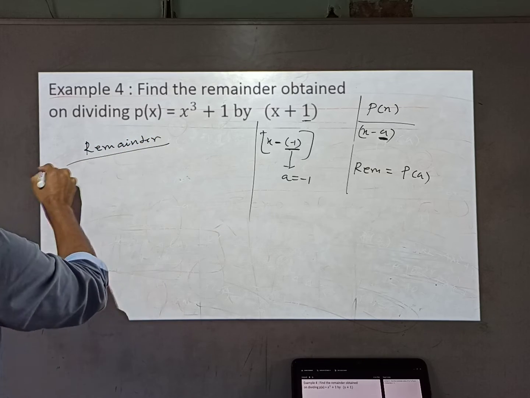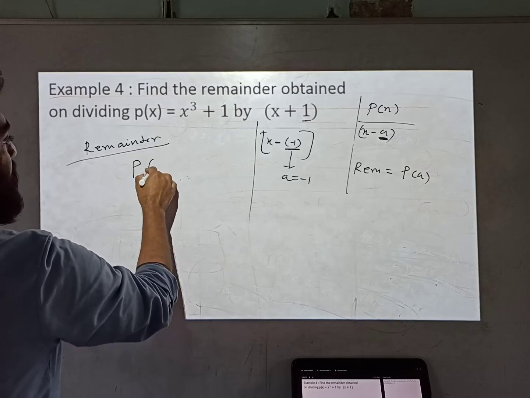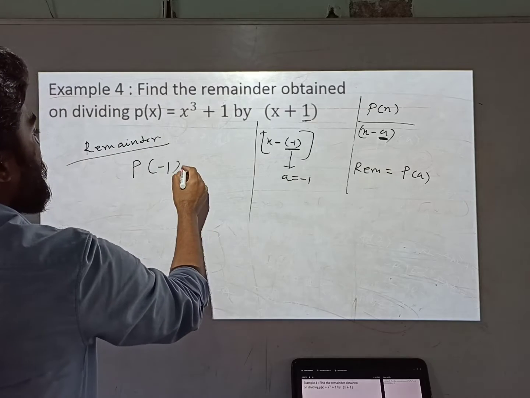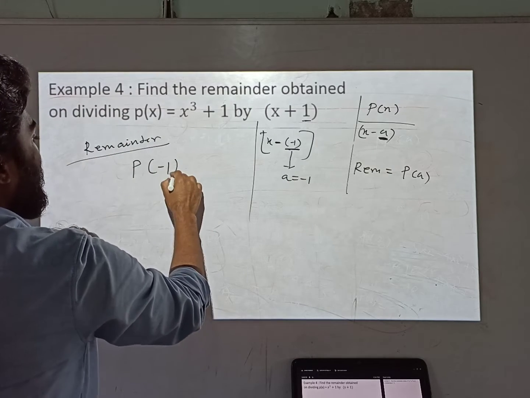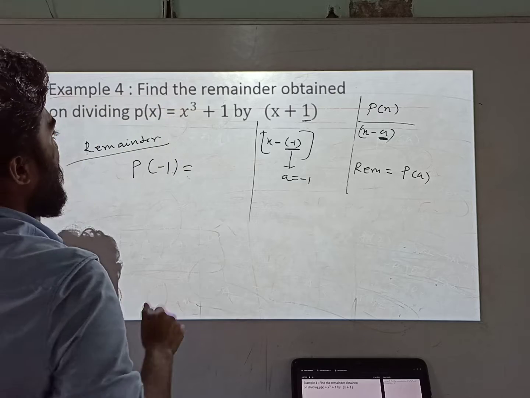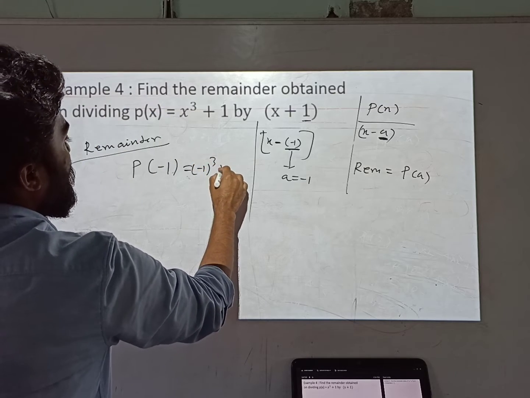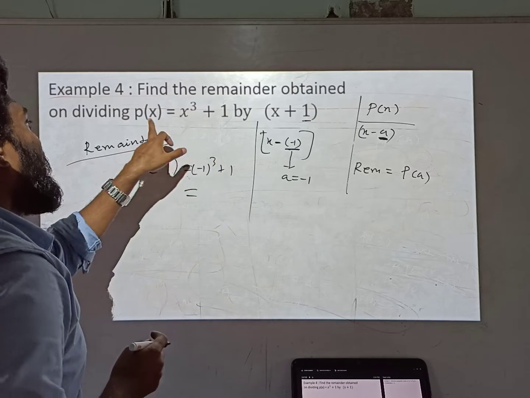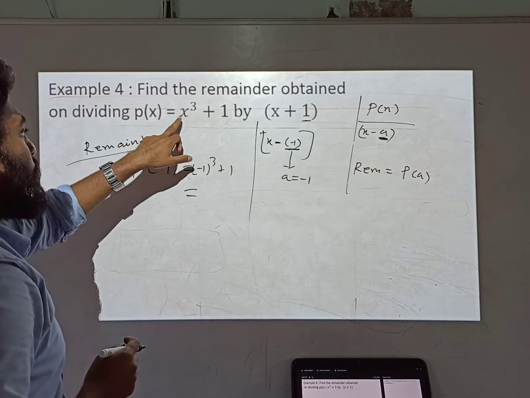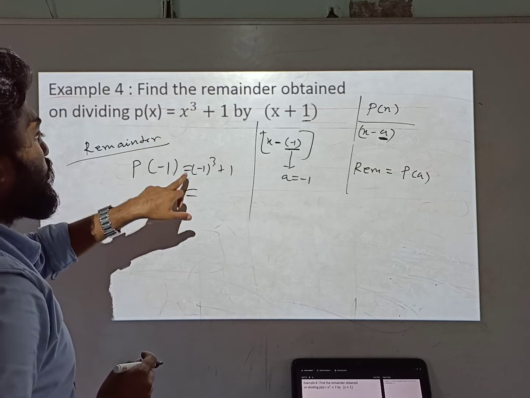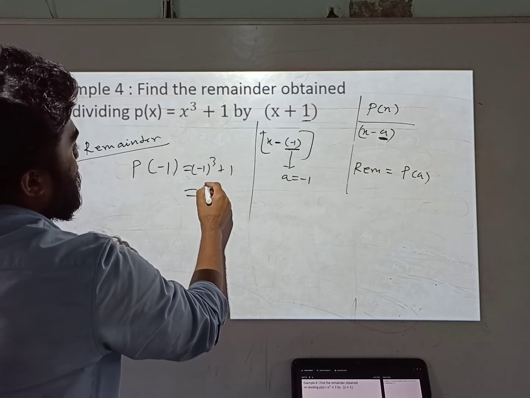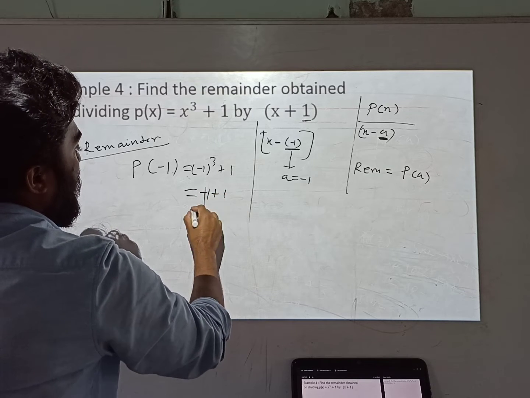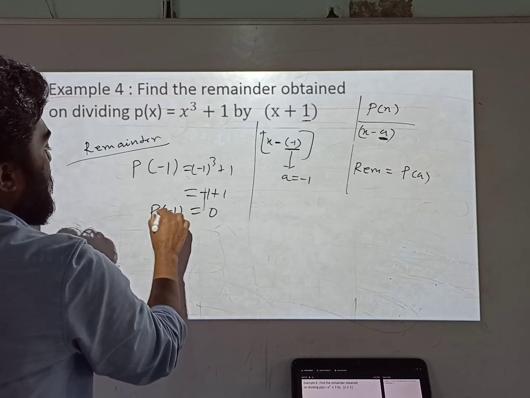what will be the remainder? The remainder will be p of a, and here a is minus 1. So p of minus 1. That means in place of x I will put minus 1. So minus 1 ka whole cube plus 1. Are you getting my point? First you find out a, after that you put the a value in the polynomial. So in place of x I will put minus 1. So p of minus 1 equals to minus 1 ka whole square plus 1. So minus 1 ka whole square, that is plus 1. Minus 1 ka whole square, that is minus 1 plus 1. So minus 1 plus 1 is 0. So remainder will be 0.